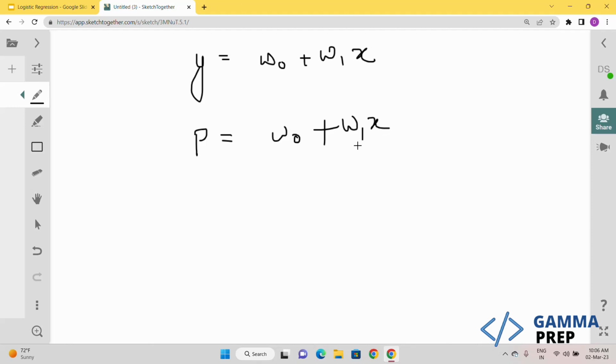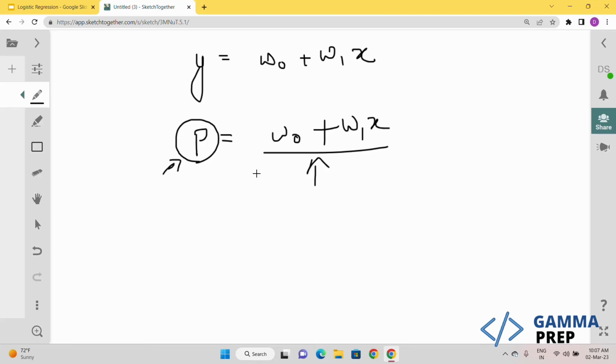Now, the right side of the equation can hold any value which exceeds the 0 to 1 range as well, right? So, can we modify our LHS in such a way that we do not restrict our W0 plus W1X to always be between 0 and 1? We can modify our LHS in such a way that LHS can exceed the 0 to 1 range, but probability cannot exceed the range. So we cannot restrict this.